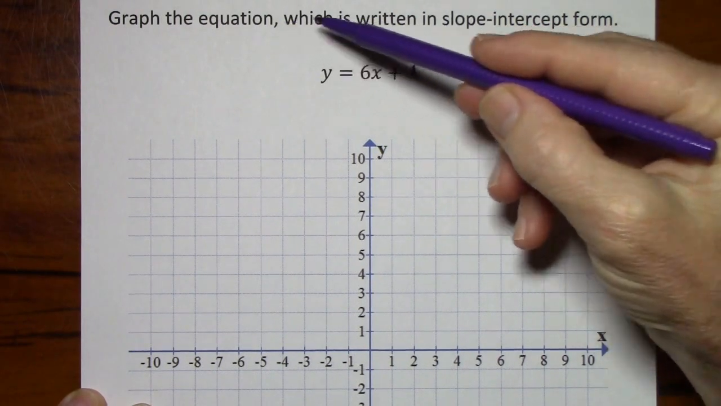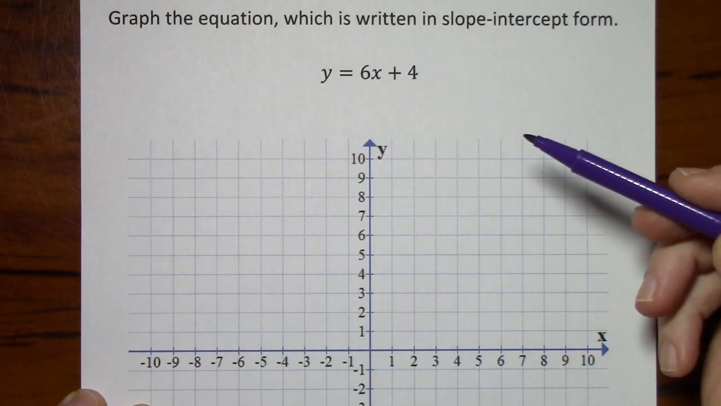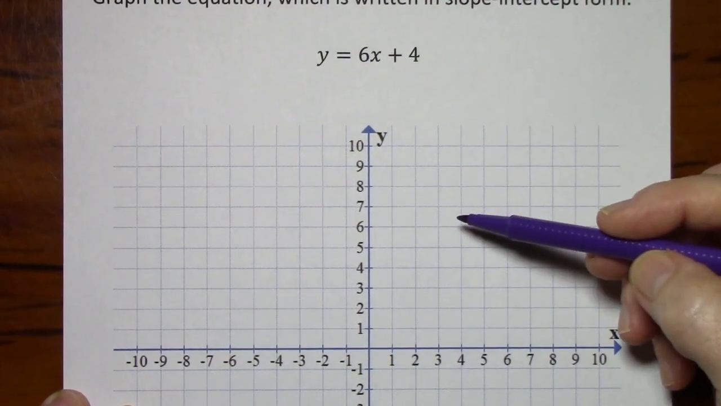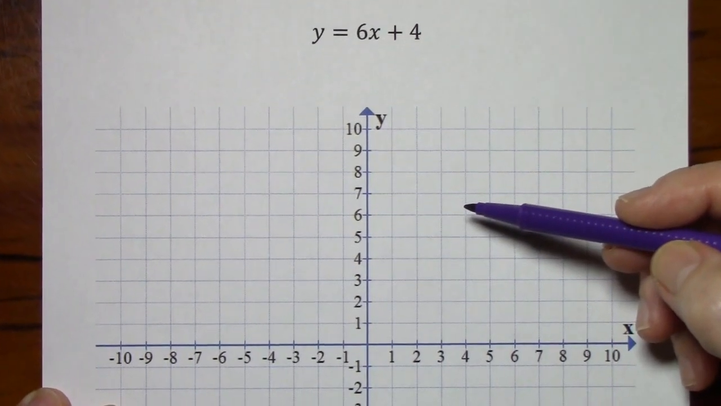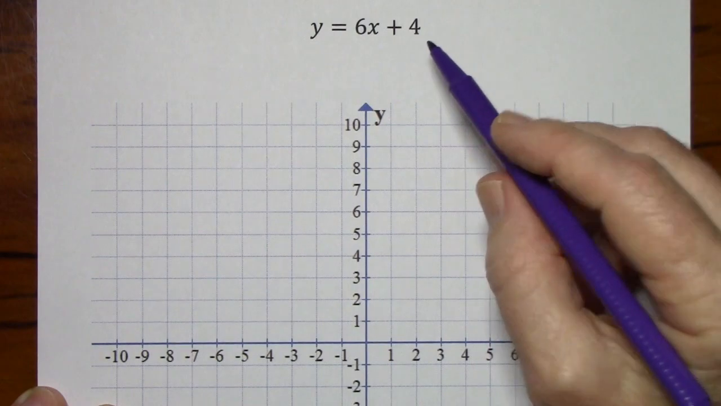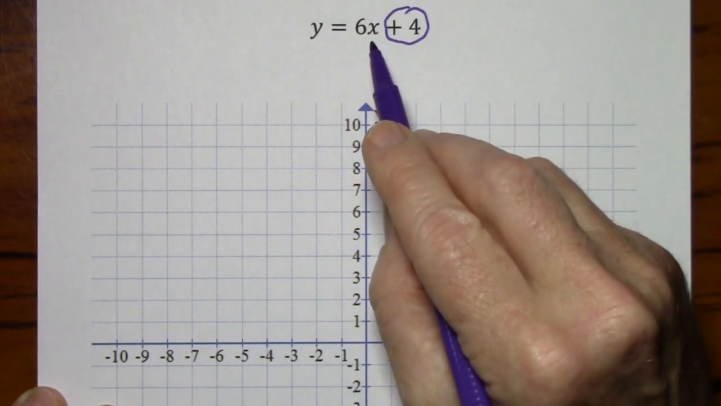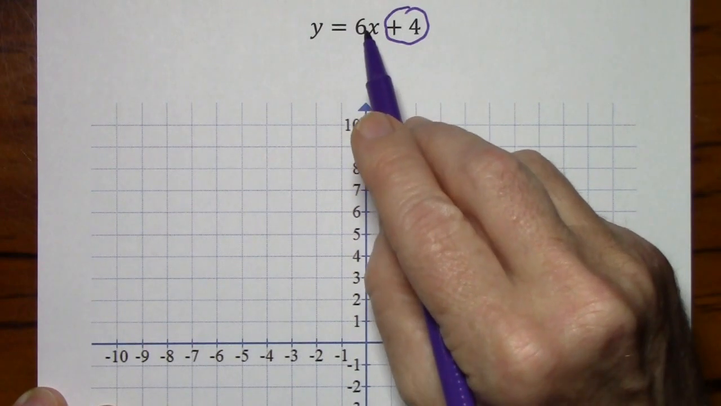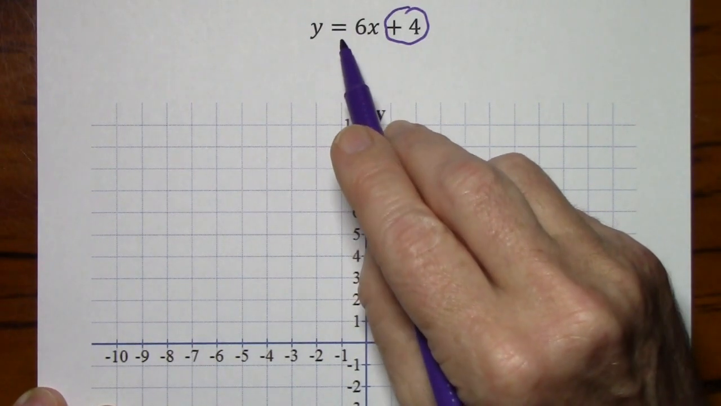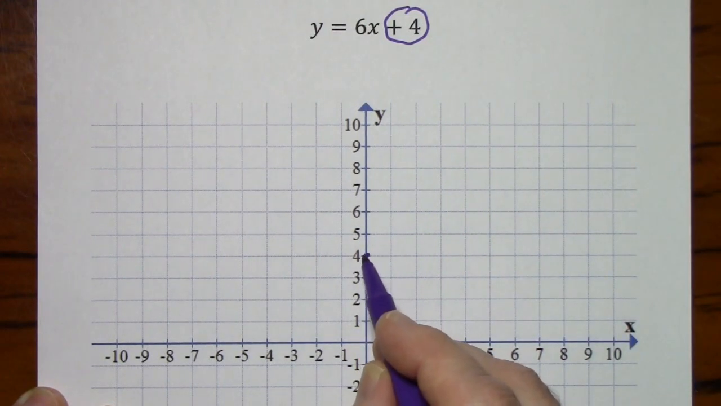So again, we're to graph the equation. It's given to us in slope-intercept form. If you want to pause the video, see if you can graph this equation. To get on the graph, we need our intercept. So when x is 0, this becomes 0, and you have y is equal to 4. So when x is 0, y is 4. Put your dot. Now you're on the graph.